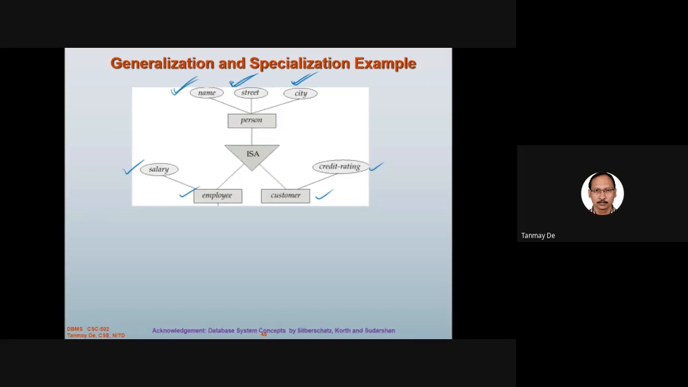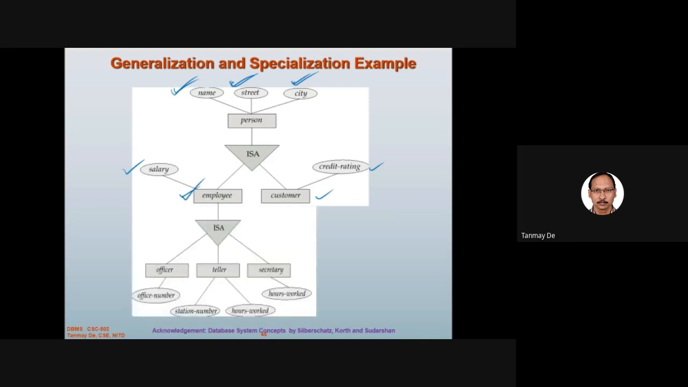So it may be possible that this employee has different categories, maybe the officer rank, teller rank, and secretary rank, maybe some others also. If you think about it, this is a nested generalization as well as specialization. Here the officer has another attribute, office number.